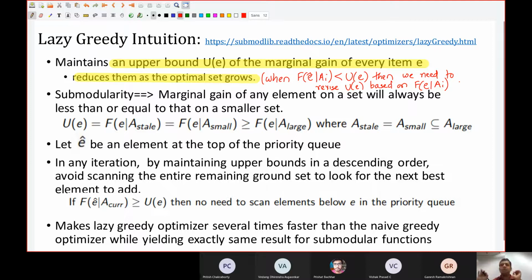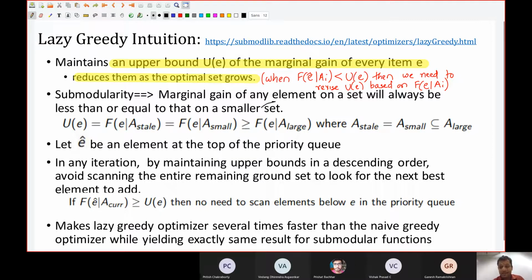Okay, but now let me go to the most curious part of it. What is this upper bound? Just notice this one property very, very carefully, and this is critical to the upper bound. Submodularity means that the marginal gain of any element on a set will always be less than or equal to that on the smaller subset. I should have called it smaller.